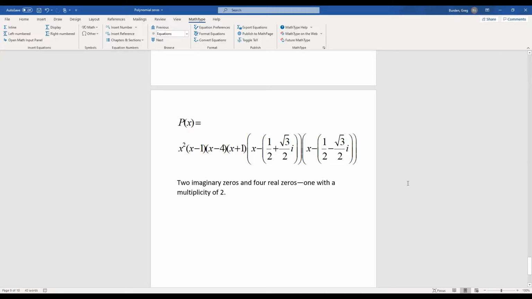The complex numbers don't matter. The zeros involving the complex numbers, those factors don't matter, because what their multiplicity is, they don't show up on the graph anyway in terms of x-intercepts.